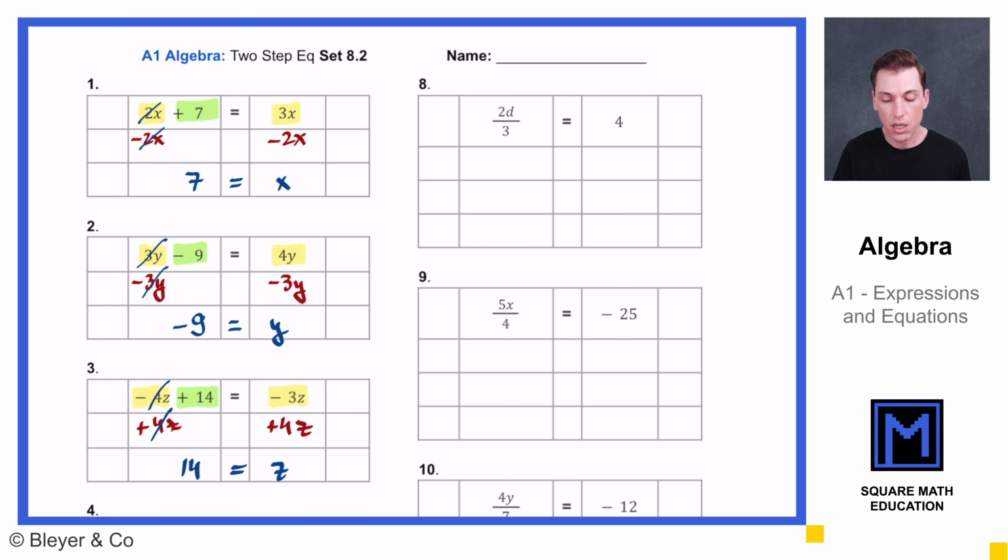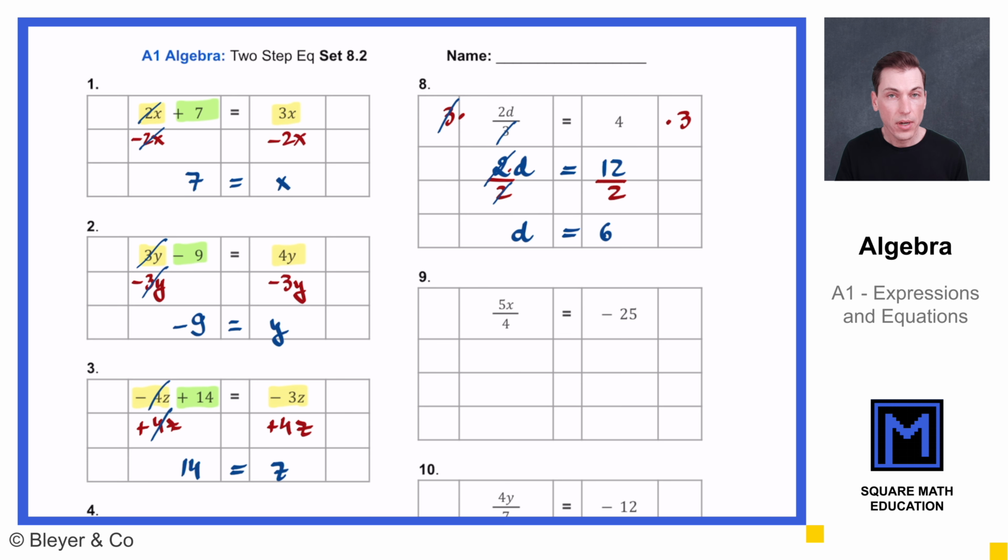So let's start undoing. If you divide by 3, we're going to be multiplying by 3 on both sides of my equation. So multiplying by 3 and dividing by 3 cancel out. We have 2d, or 2 times d, equals 4 times 3, which makes 12. Next step, we're going to be dividing. Since we're multiplying by 2, we're going to be dividing by 2 on both sides of my equation. 2 divided by 2 cancels out, is 1d, or just d. And on the other side, 12 divided by 2 is 6.